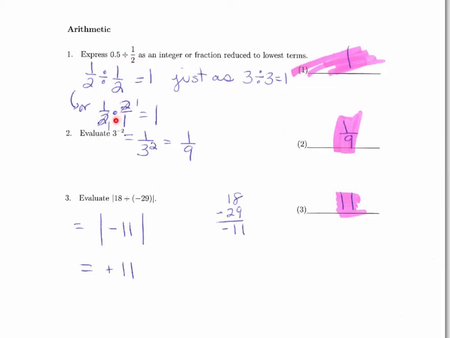Division sign turns into multiplication. You multiply by the reciprocal. There are 2's in common, so you divide out across those two, denominator and numerator. They each become 1, so you get an answer of 1.